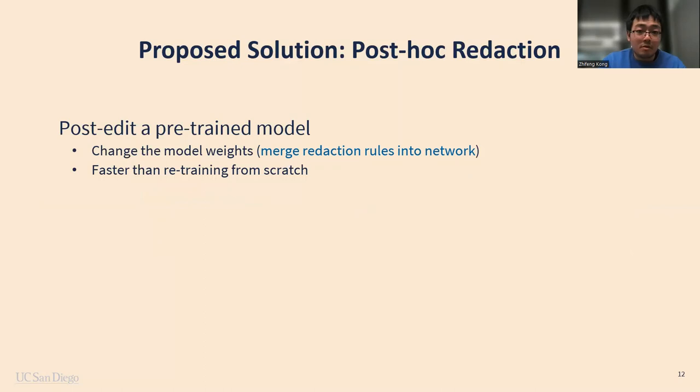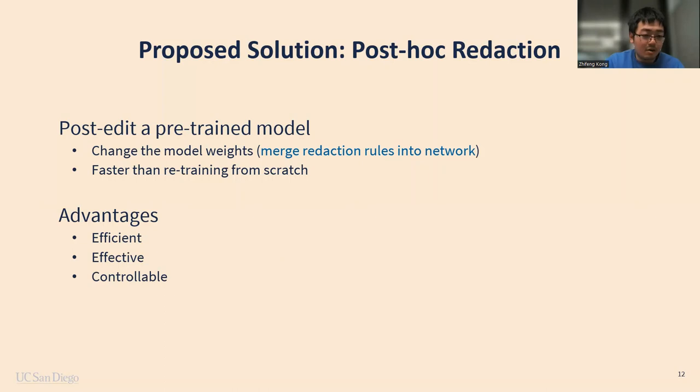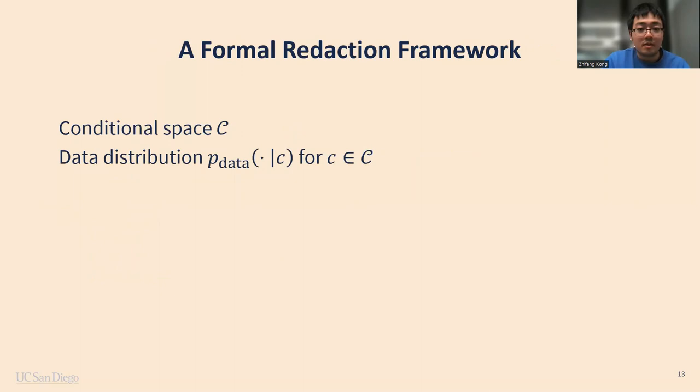In this work, we propose a solution called post hoc redaction. In this framework, we post edit a pre-trained model by changing the model weights. And from a higher level, we merge the redaction rules into the network, and there are no filters anymore. And it's also faster than retraining from scratch because we directly deal with the pre-trained model. It has several advantages. It's efficient, it's effective. We will show this in our experiments. And it's controllable because there are no more filters. So let's dive into the formal framework of our proposed approach.